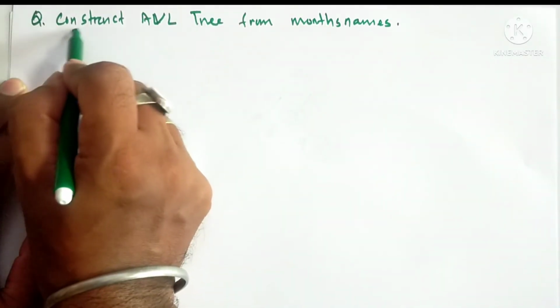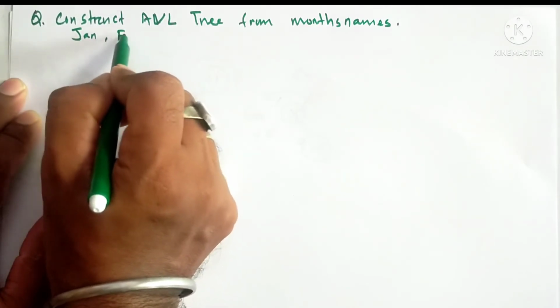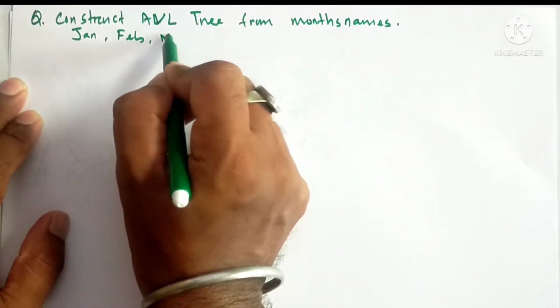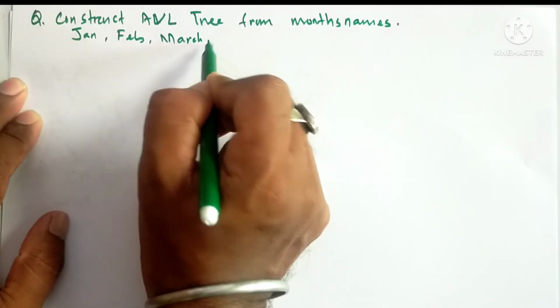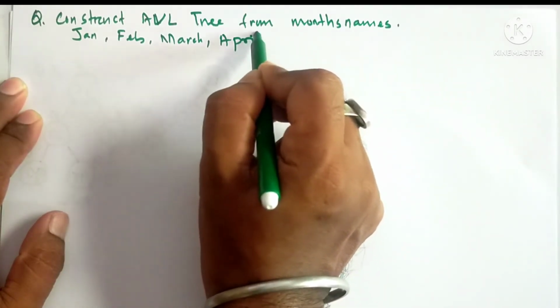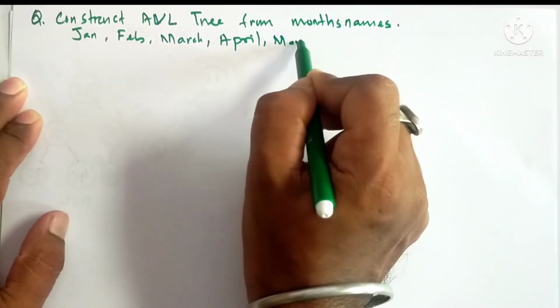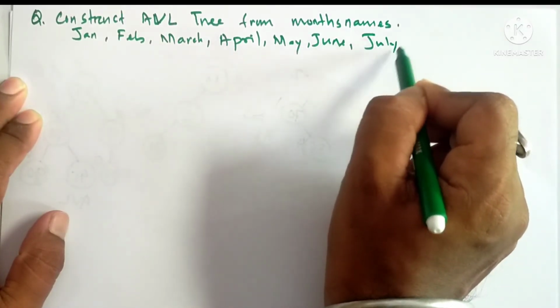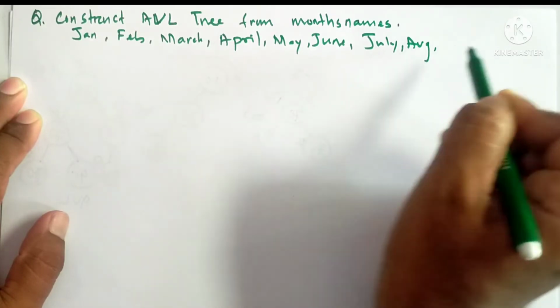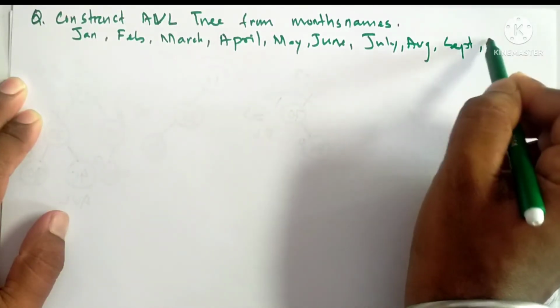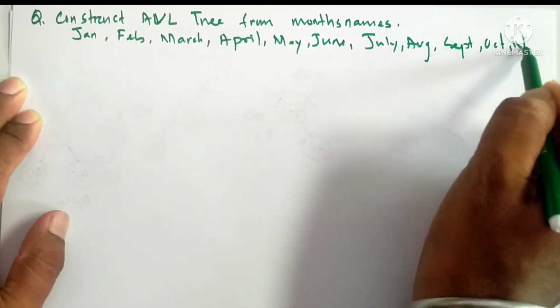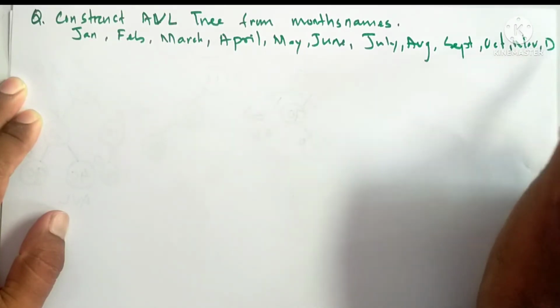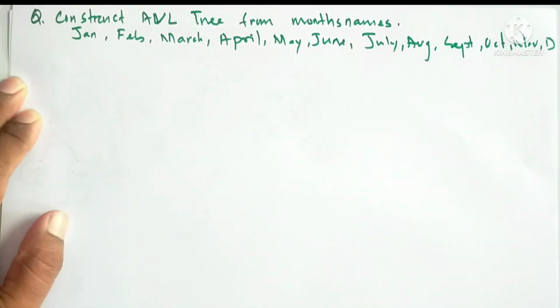So we have January, February, March, April, May, June, July, August, September, October, November and December. So we have to construct an AVL tree.